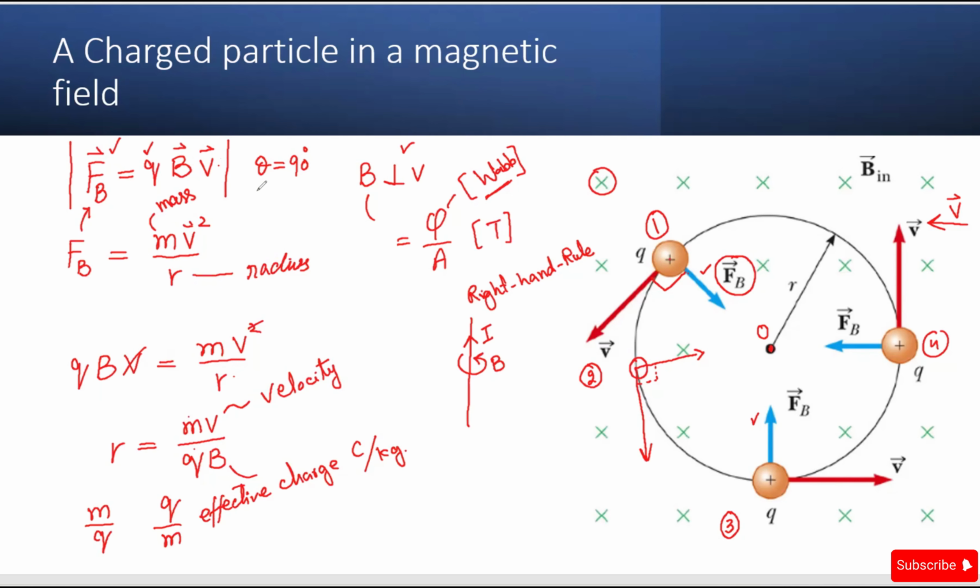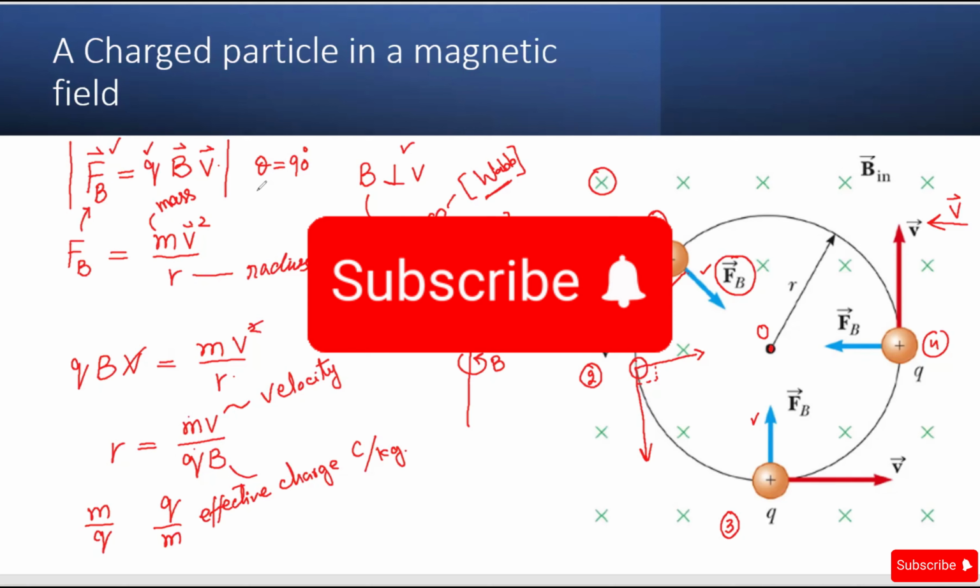And interestingly, when a charged particle enters the magnetic field at a right angle, it will get the centripetal force, meaning it will start moving in a circle. That provides a lot of applications and very interesting information, which we are going to discuss in our next lecture.